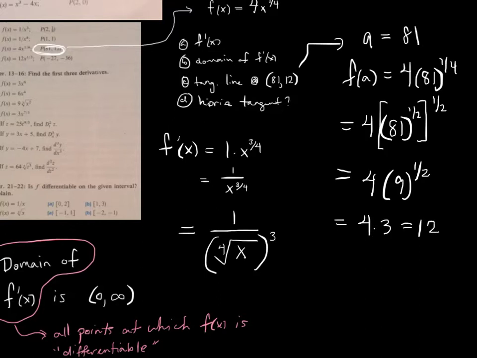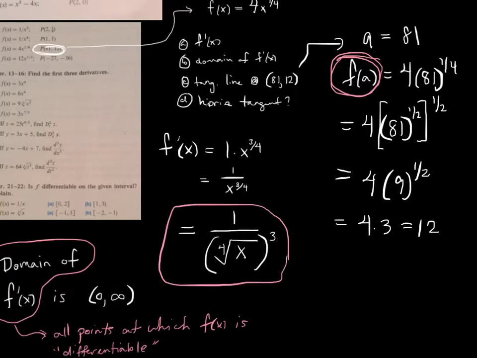It's very important when you are doing f of a that you do not accidentally use f prime. Because f prime of a is what I'm going to use to find the slope. I was just going through there how you get the point 81, 12. A is 81, the x-coordinate is 81, the y-coordinate is 12. That's our point for the tangent line.